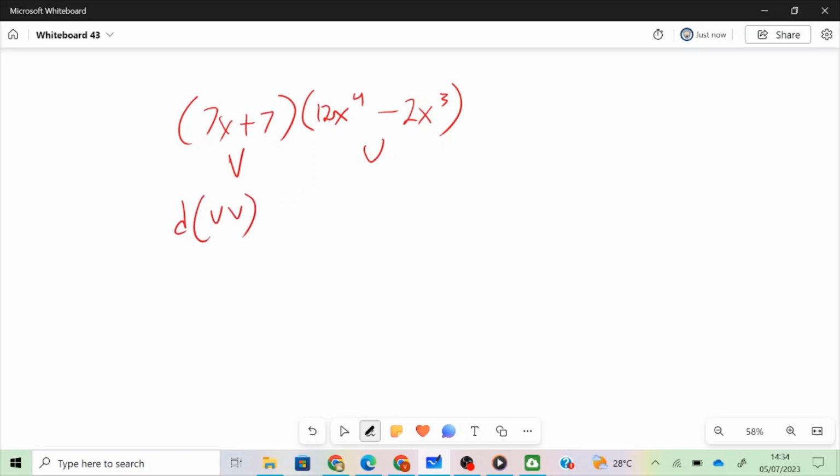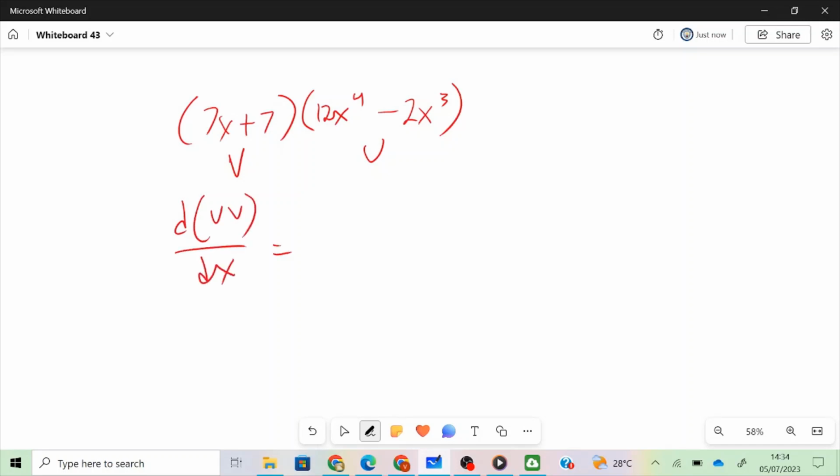I have 7x plus 7 into 12x to the 4th power minus 2x cubed. So again, let's just say this is our v, let's say this is our u, formula d(uv)/dx.